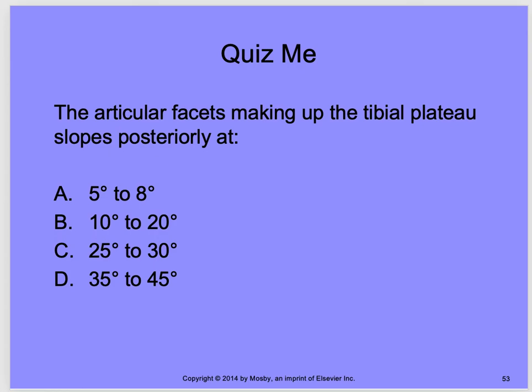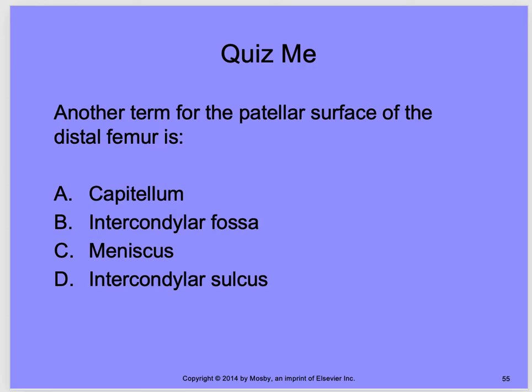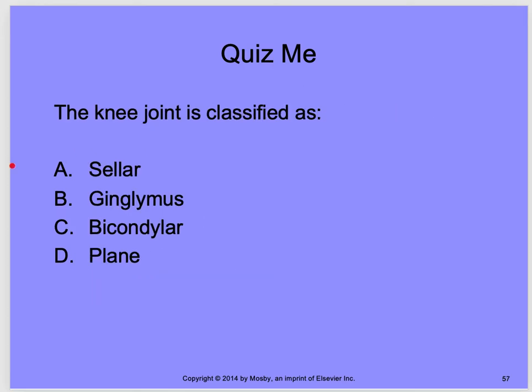The articular facets making up the tibial plateau slope posteriorly at a 10 to 20 degree angle. Another term for the patellar surface of the distal femur is the intercondylar sulcus. The knee joint is classified as a bicondylar joint.